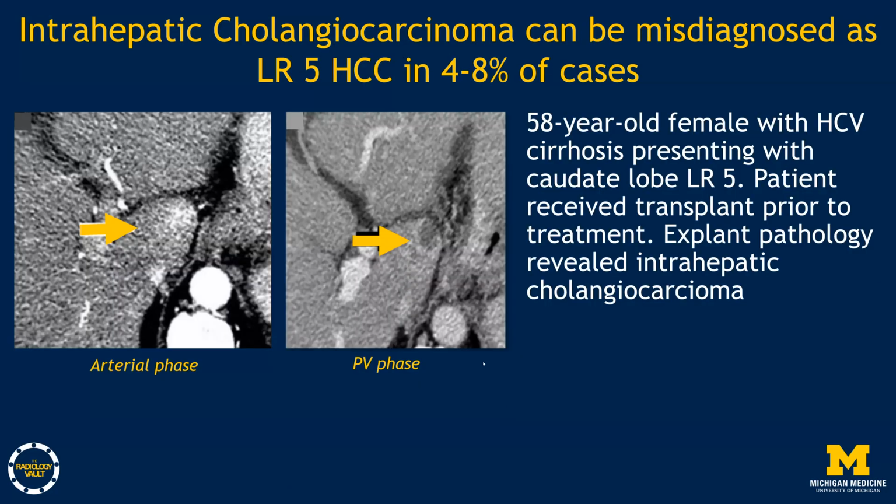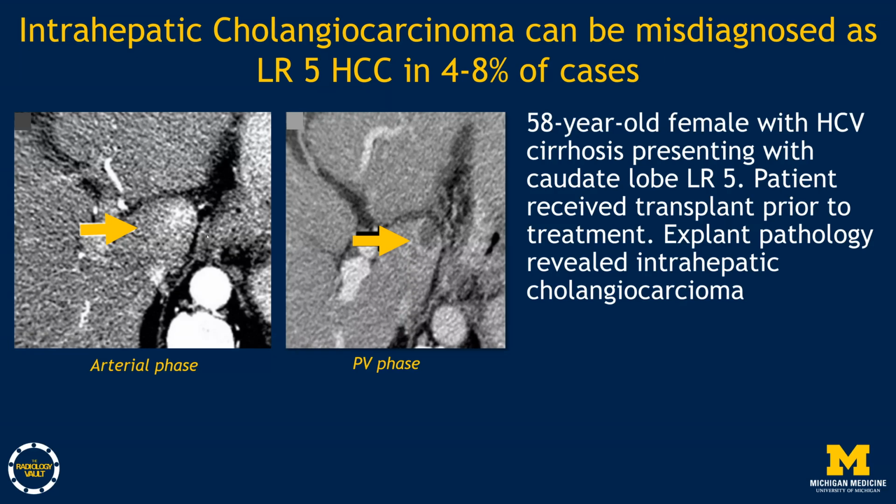Now we know that intrahepatic cholangiocarcinoma can be misdiagnosed as LR5 HCC in 4 to 8% of cases. So we have to be very careful when we're classifying tumors and want to make sure that we classify them accurately. Here we have a 58-year-old female with HCV cirrhosis.